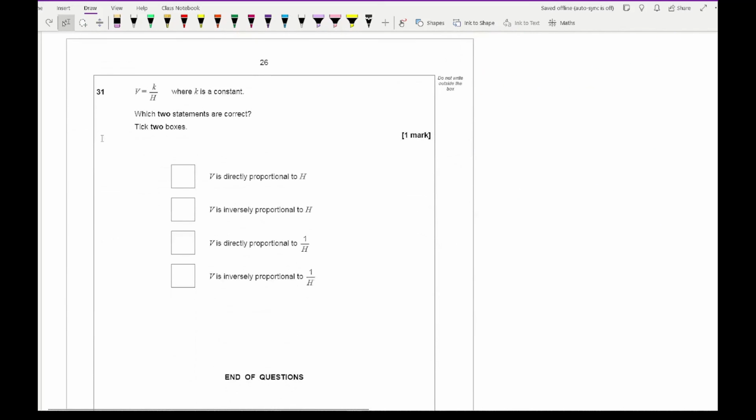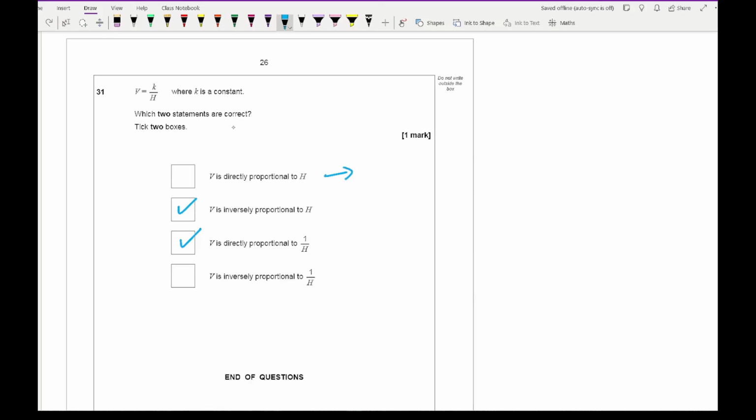And then looking at our last question, question 31, it says which two statements are true? So this is looking at the topic of indirect and direct proportion. And so finally, for this particular question, the boxes that you need to tick are going to be the second one and the third one. Because again, remembering how to set it up, let's just go through it.